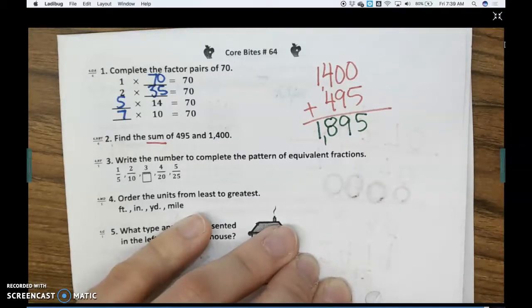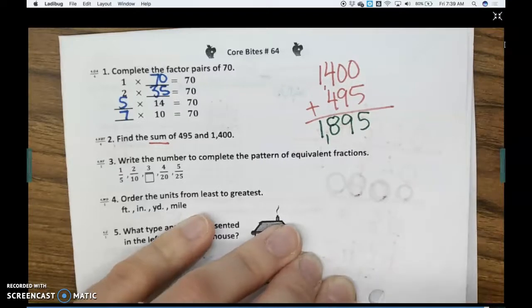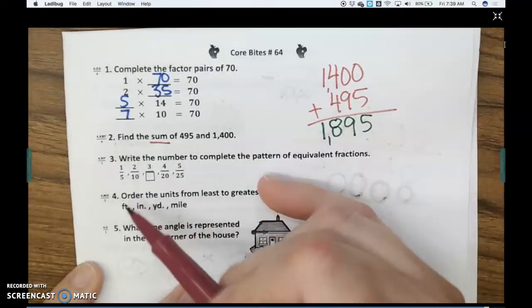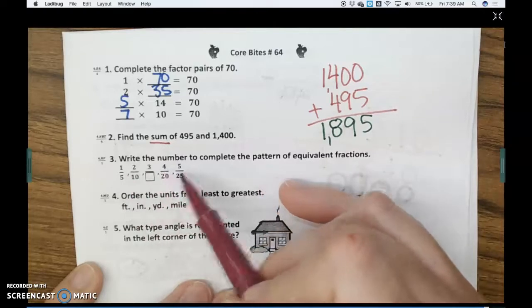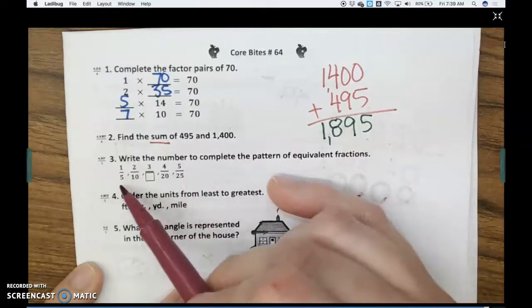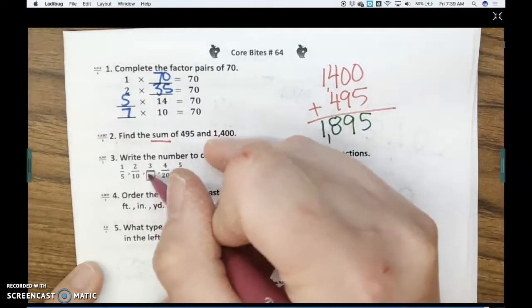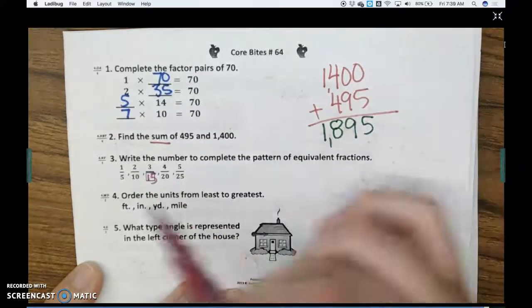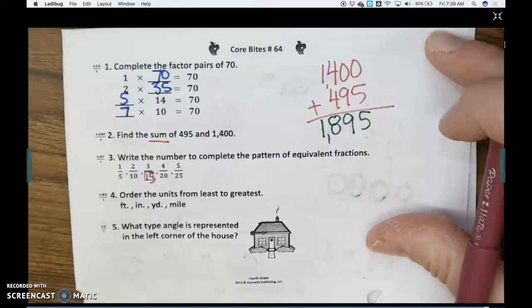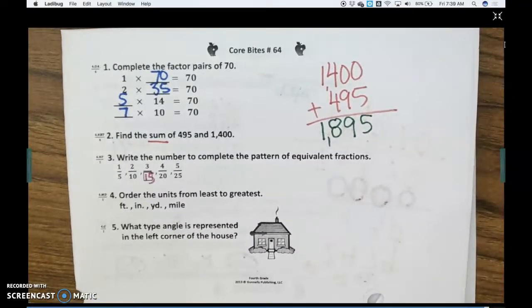For the next one, write the number to complete the pattern of equivalent fractions. So once again, the top numbers are going up by 1, 5, 10, 15, 20, 25. Okay, so you're just going up by 5 for the denominator.